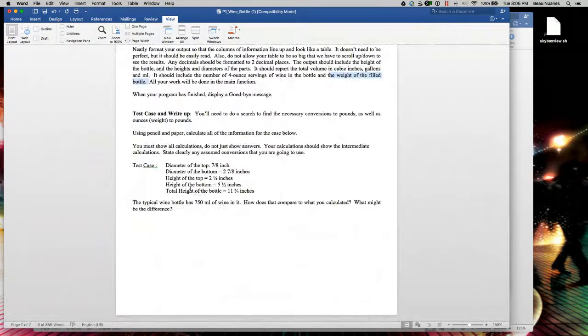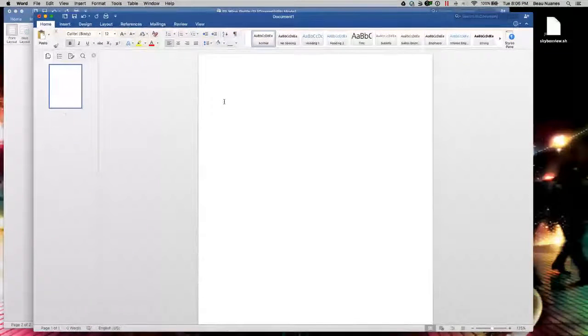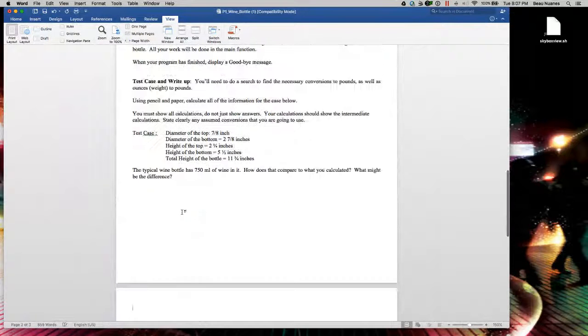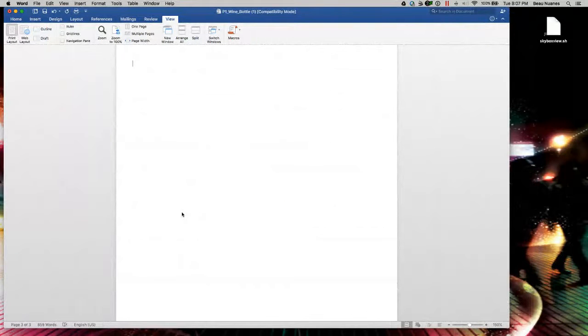So when you're looking at the calculations, from the spec, we actually give you a general calculation, right? So the volume, I'm just going to say total volume. Total volume is going to be the volume of the bottom plus the volume of the top plus the volume of the middle.